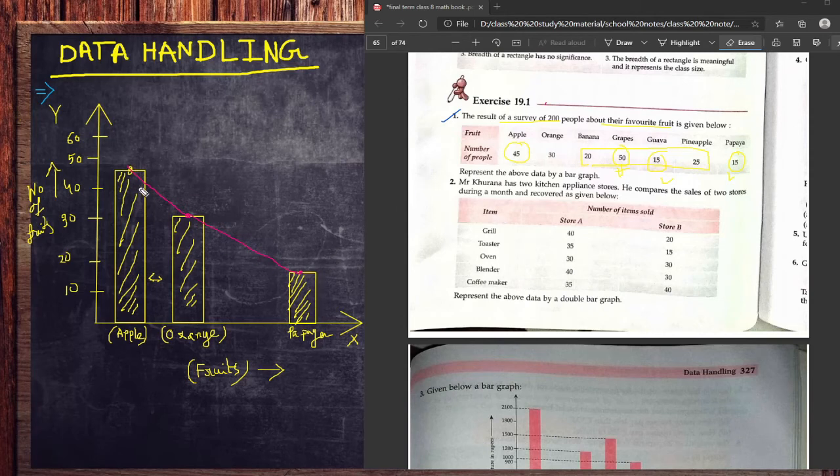So what is a histogram? You have to join the mid section of all the tops of the bars one by one, and finally you will get the histogram. So I hope the idea is clear about the bar graph and histogram. Let me do another one for this case.